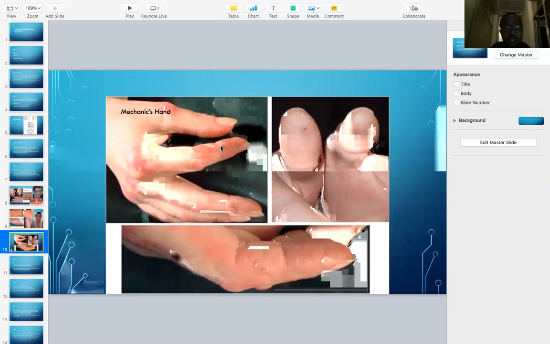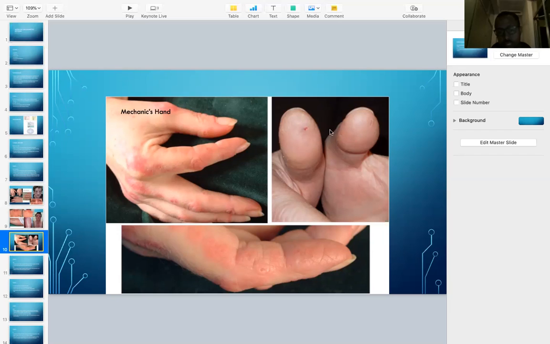This is mechanic's hand, which has hyperkeratotic scaly lesions, usually located on the radial side of the index finger, but they can also be found on the toe, and you may also find them on the lateral side of the middle finger as well. Fissures are also commonly seen. And these are more typical of anti-synthetase syndrome.